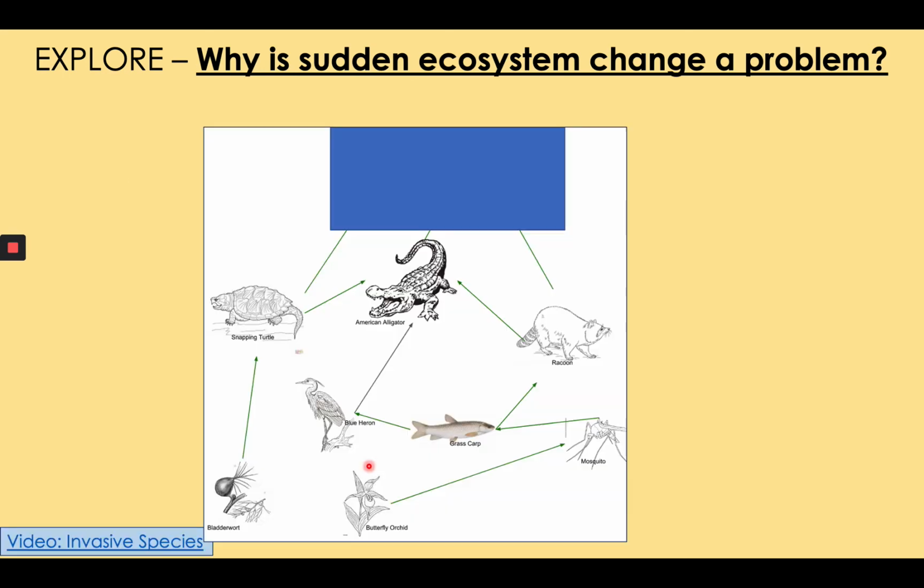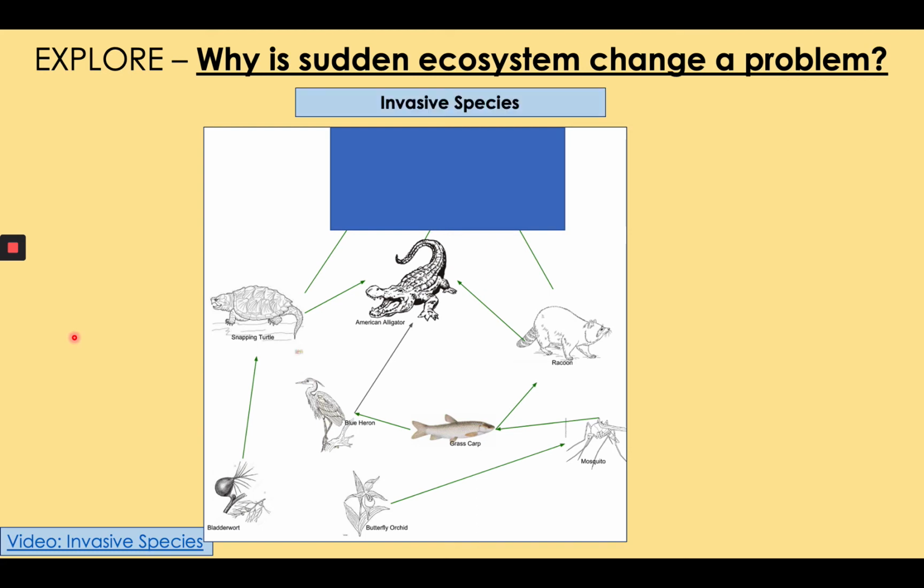Second example of sudden change. Here in Florida, in USA, is a food web. At the top of the food chain 50 years ago was the alligator, the American alligator, and it had no natural predators. And it was very good at hunting turtles and raccoons and lots of types of bird and fish. But it wasn't so good at hunting them that it could kill them all, because they had adapted to it over many thousands of years. All of the organisms in this ecosystem had adapted to each other.